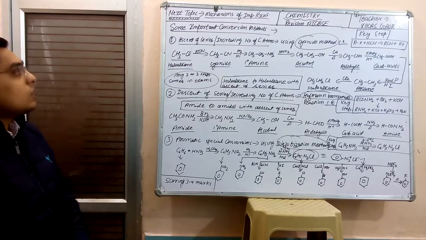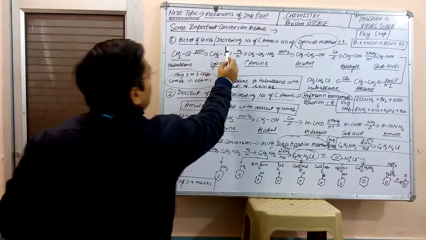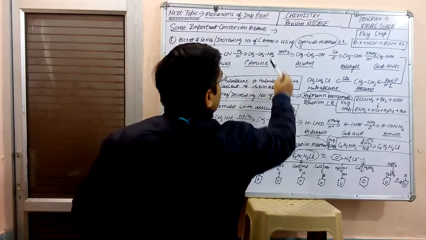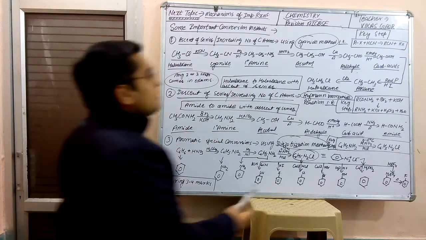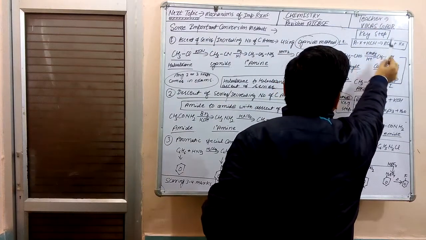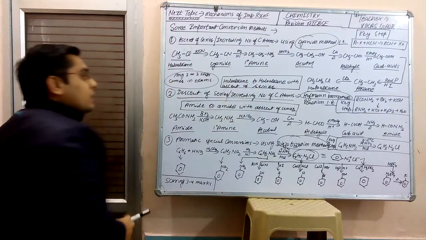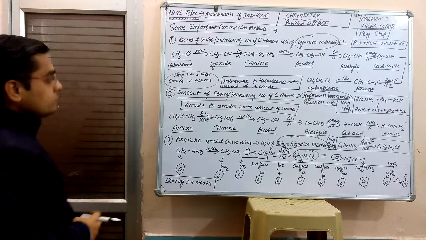So now starting with the first one, this is called ascent of series, or increasing the number of carbon atoms. Means how to increase carbon in the product. And this is very simple by using the cyanide method. We have RX reacting with KCN to form RCN and KX. From the CN negative ion, the number of carbon atoms gets increased.